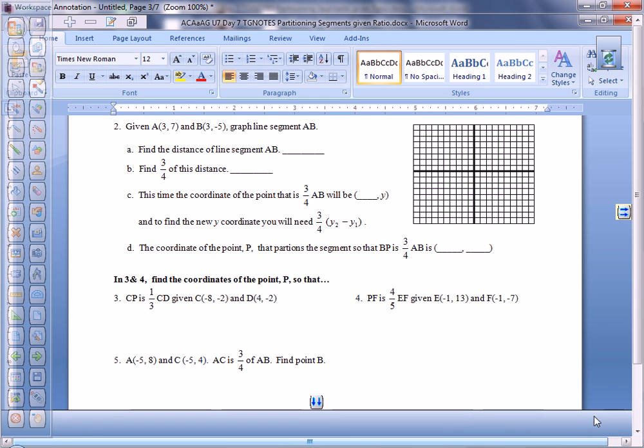Given A is a point 3, 7, and B is 3, -5. So 3, 7, 3, -5.